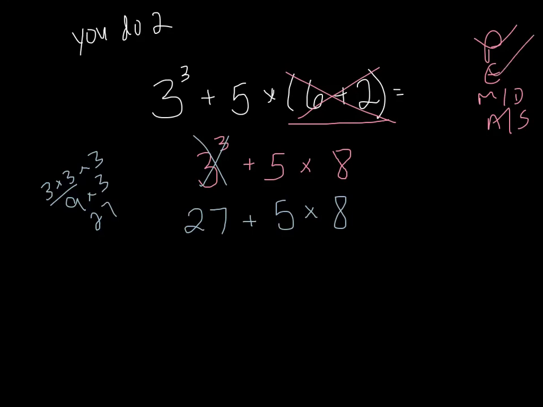Is there any multiplication or division? Yes, right here. That goes next. So take care of that. 5 times 8 is 40. Cross off what you did. Bring down what you didn't. And check your steps. Is there any multiplication or division left? No, those are clear. Check them off. Is there any add or subtract?